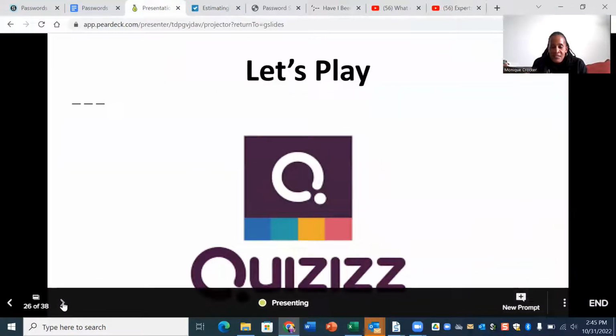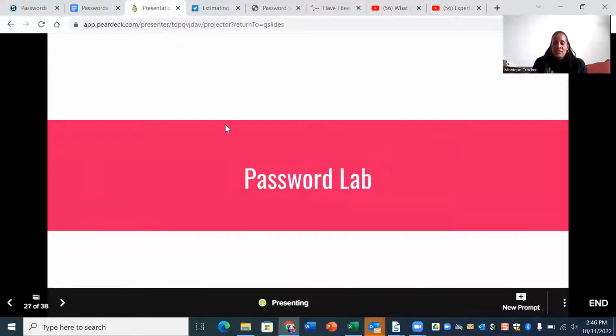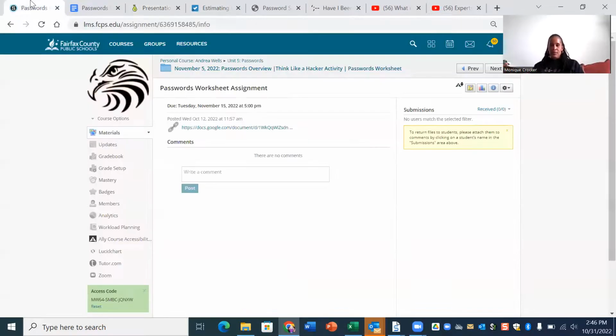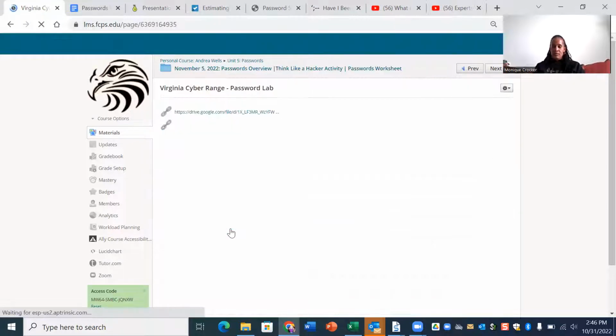After we did Quizzy, after those 7 questions, okay, that's what you did. We would have a password lab. Now, I am assuming we have done passwords before in the past. I would also have a little folder here for them. It's called the Virginia Cyber Range Password Lab.